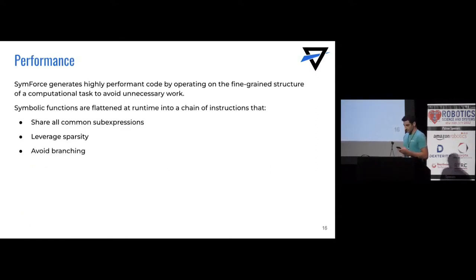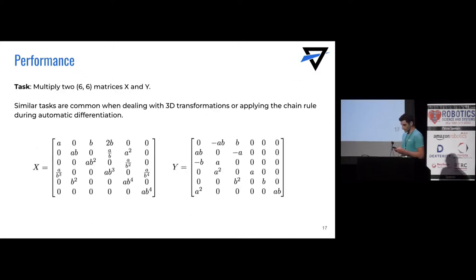And the largest advantage of SymForce is speed. SymForce generates highly performant code by operating on the fine-grained structure of a computational task to avoid unnecessary work. SymForce functions are flattened into a chain of instructions that share all common subexpressions, leverage sparsity, and avoid branching. So let's take as an example computing the product of x and y, the matrices shown here. Similar tasks are common when dealing with 3D transformations or applying the chain rule during automatic differentiation.